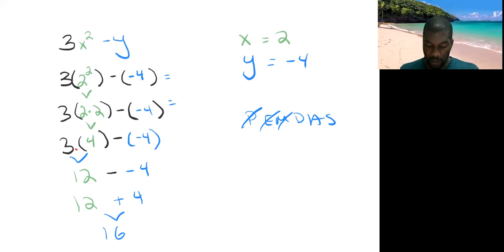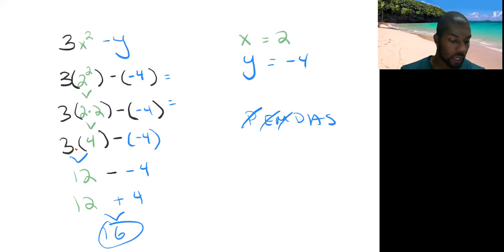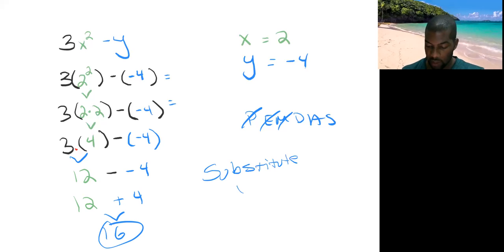There you go, ladies and gentlemen. That's your answer. 3x squared minus y is 16 when x is equal to 2 and y is equal to -4. So that's basically it. You were substituting. Use PEMDAS. Don't forget about your parentheses. Don't forget about your exponents. And then solve.